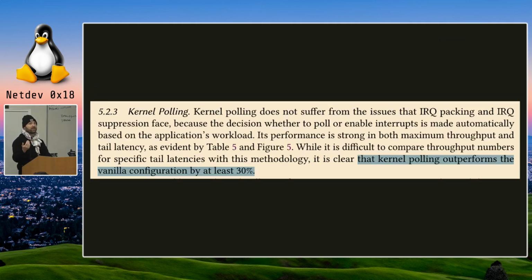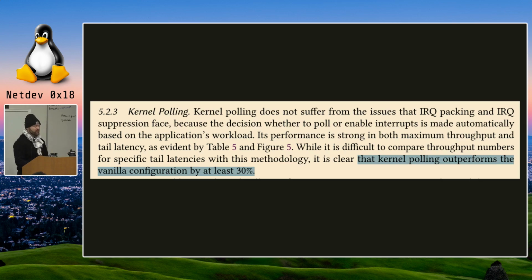The paper goes through lots of different methods of trying to improve instructions per cycle, essentially. And using their terminology, they talk about IRQ packing and IRQ suppression. You can read the paper to learn more about what they mean by that specifically. But in the paper, they talk about SO_INCOMING_NAPI_ID, and they run a test on memcache, which supports SO_INCOMING_NAPI_ID. They included in their paper a small kernel patch that changes the way interrupts are handled, and they were able to measure a really surprising number. They measured that kernel busy polling outperforms a vanilla configuration by at least 30%.